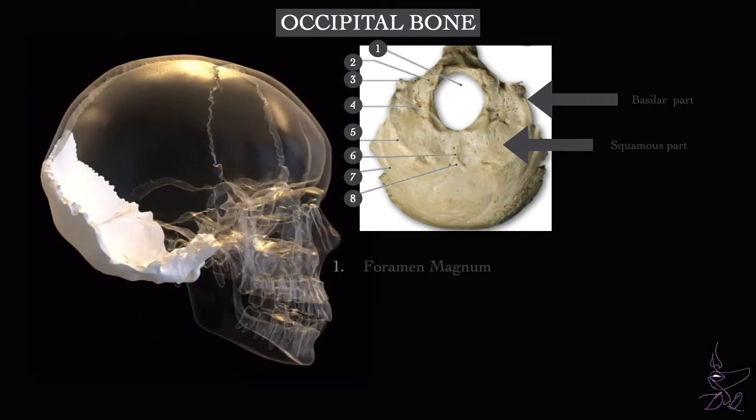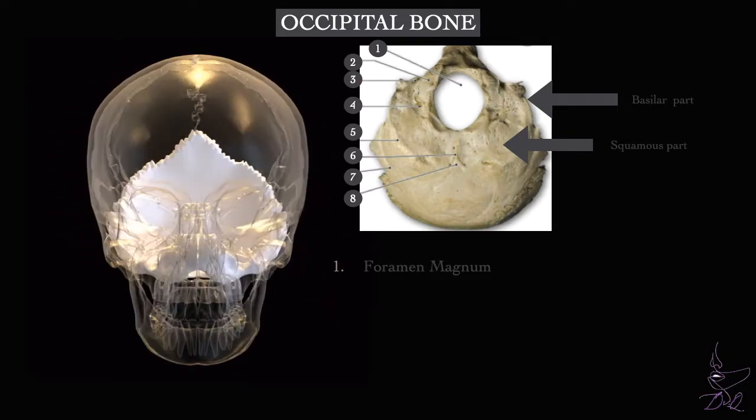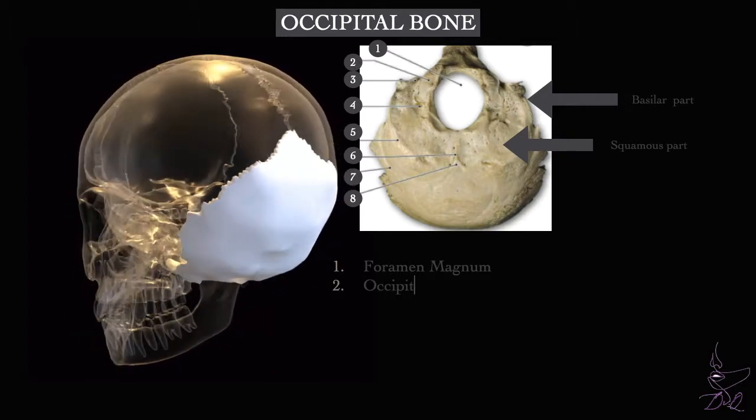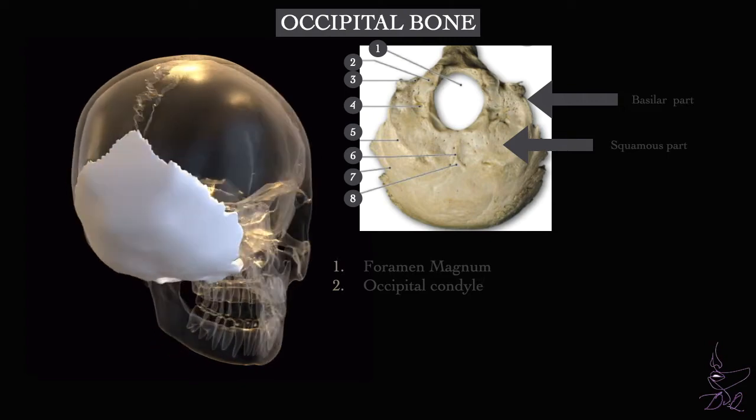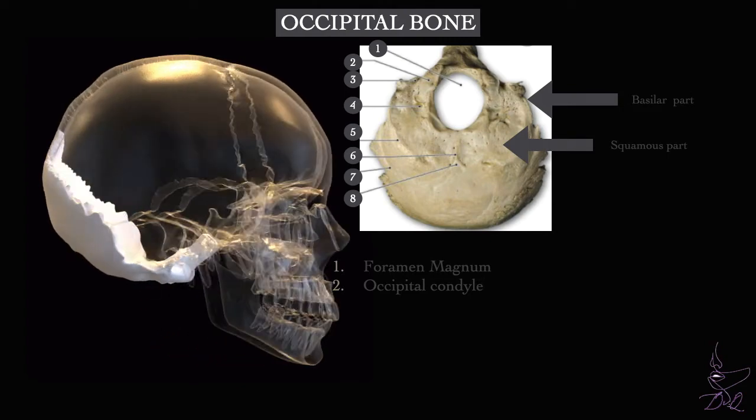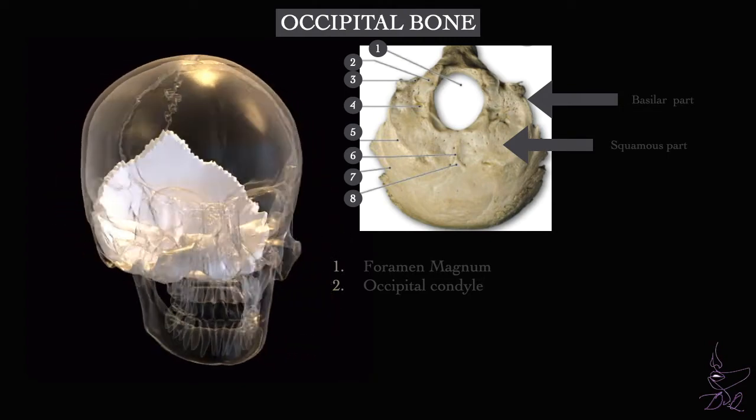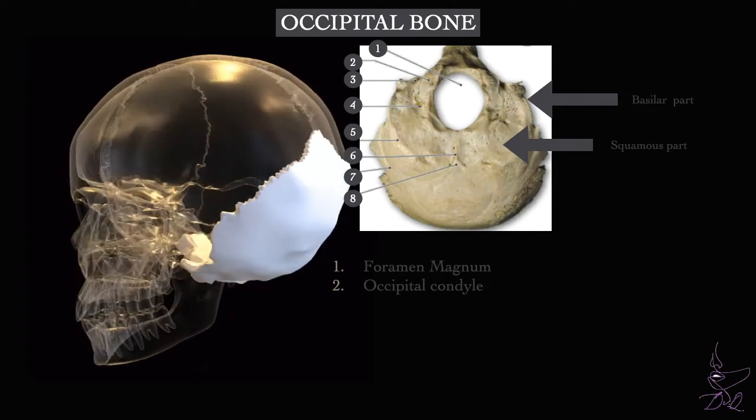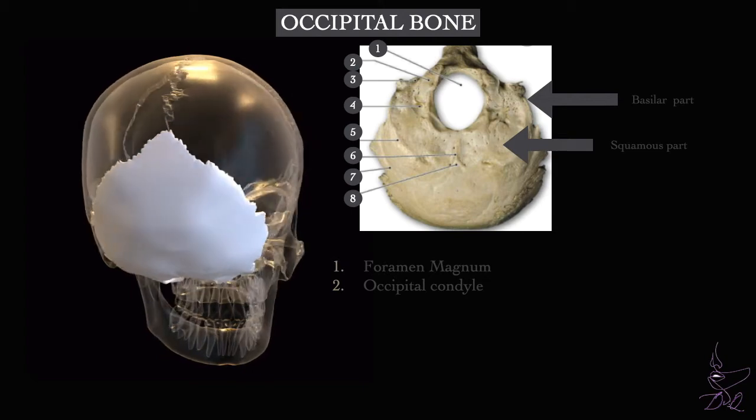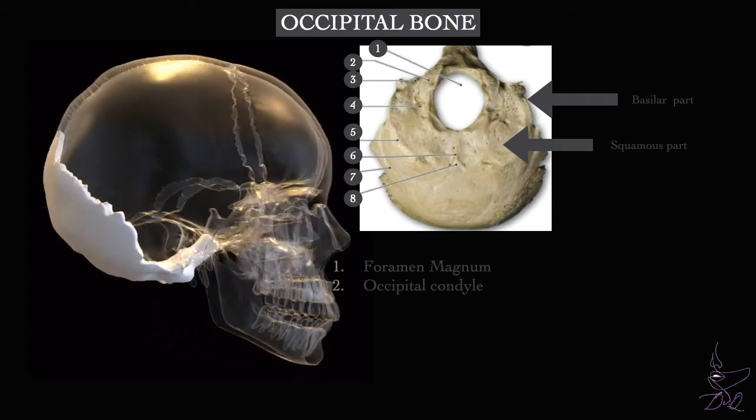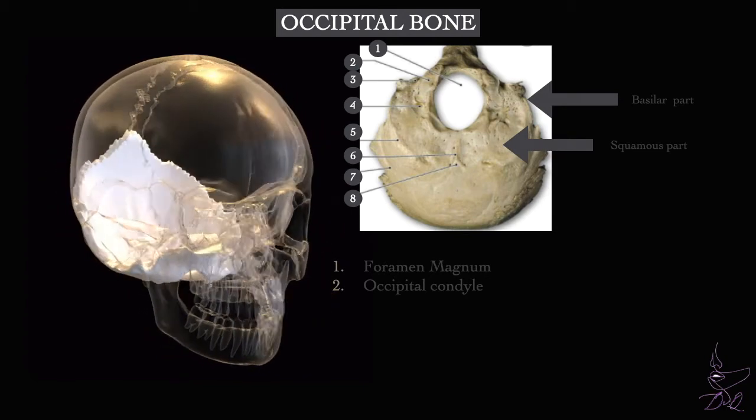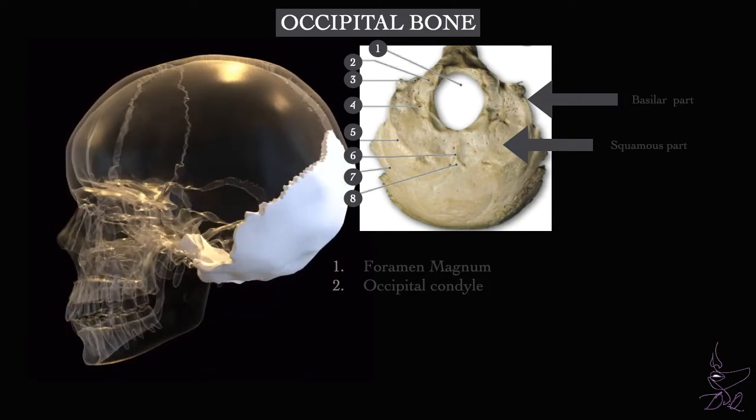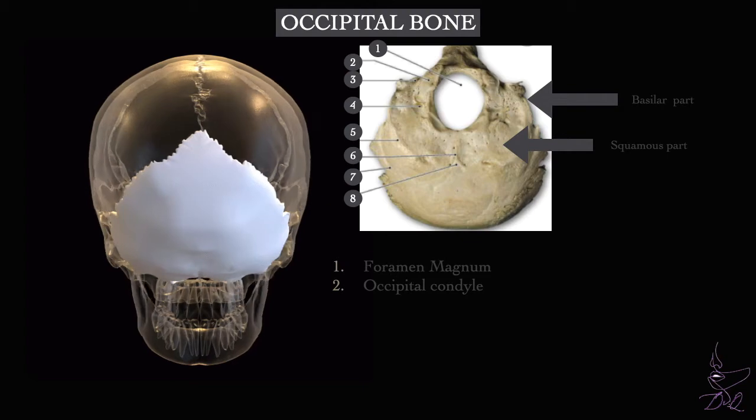Now on the inferior surface of the basilar part, just anterior to the foramen magnum, lie two projections called the occipital condyles, which project inferiorly and posteriorly. Now this occipital condyle makes a joint with the superior articular facets of the first cervical vertebra, and it is called the atlanto-occipital joint. Now this joint transmits the weight of the skull bones to the vertebral column and helps in making movements.